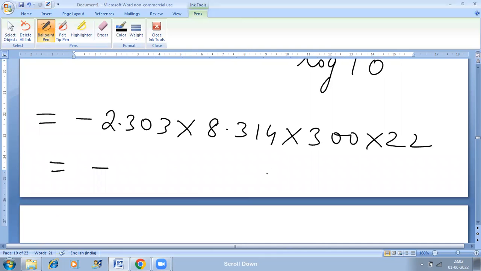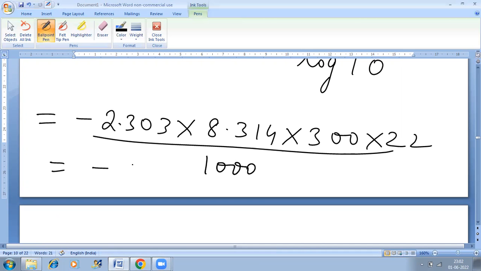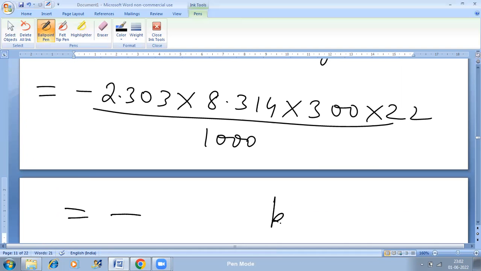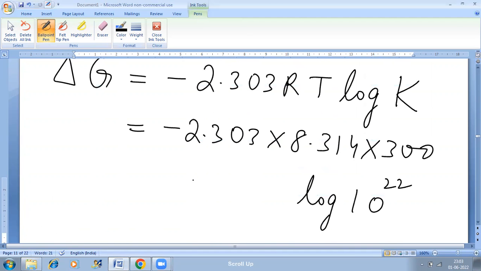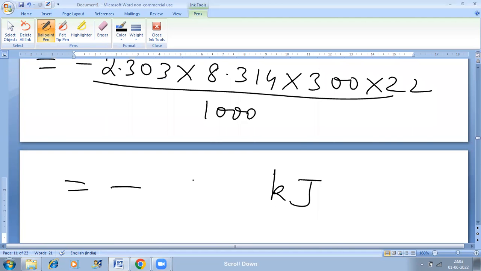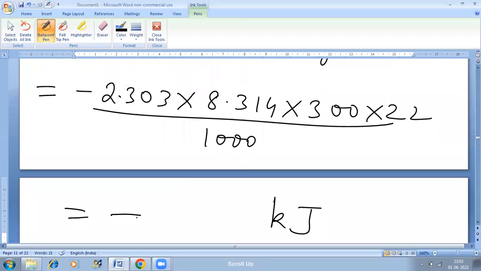Correct. In joules, I will get the answer. But options are in kilojoules. So let's divide this entire thing by 1000. Hence, I'll get the value. If you compute this, you will get, yeah, so you can find out the value. Okay. So you'll get the answer as minus 115 kilojoules. I mean, if you look at the options. Next question.